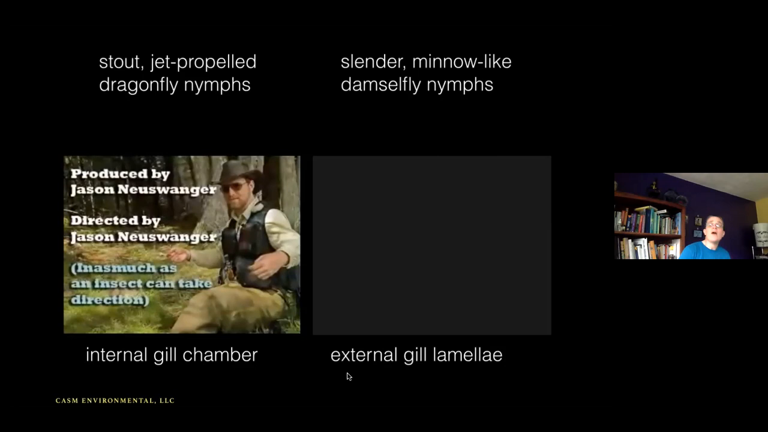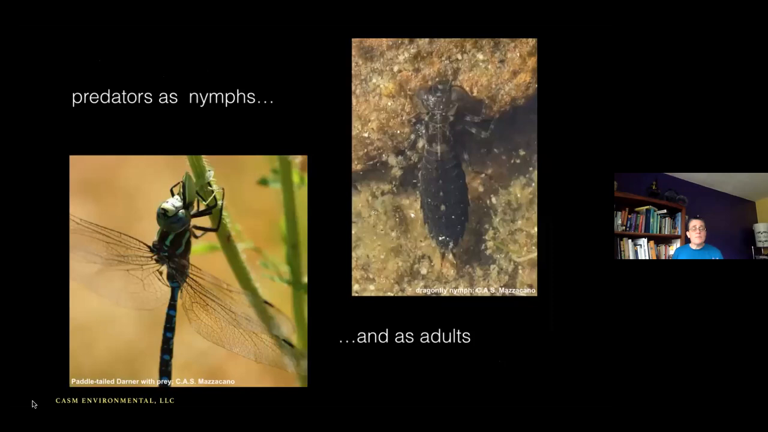They are also complete meat eaters. They are excellent predators. They are fast, they are strong, they have excellent eyesight. They're definitely very much visual predators. And that's true of the immature stage. So they are aquatic predators. And it's also true of the adult stage.